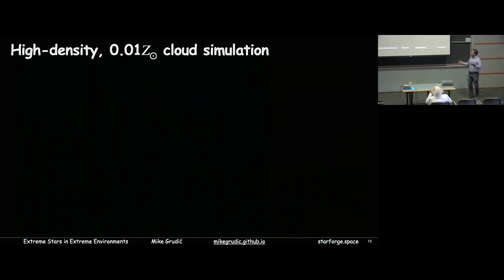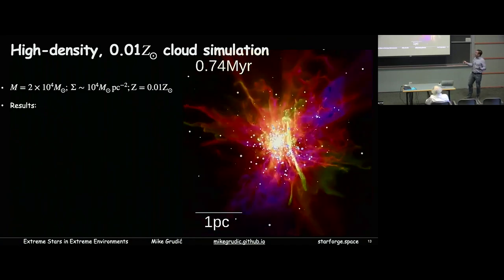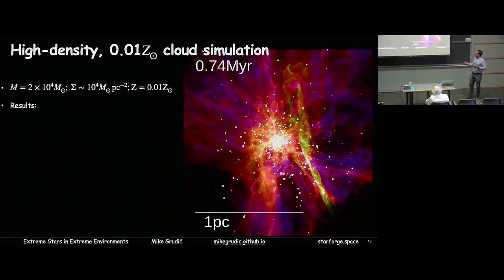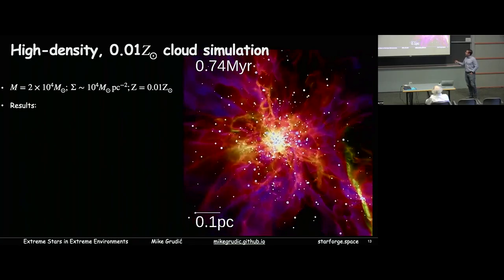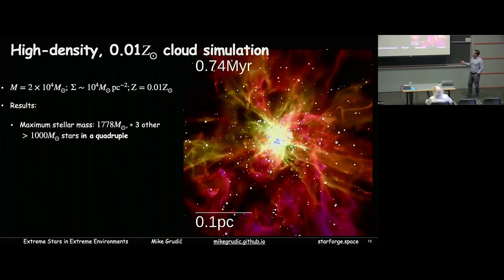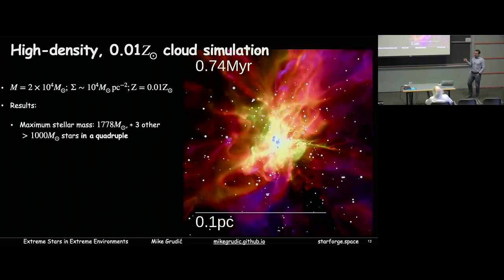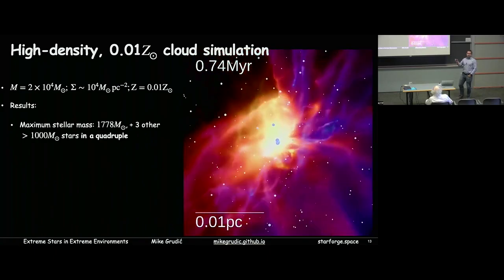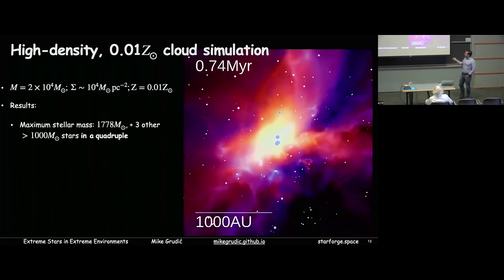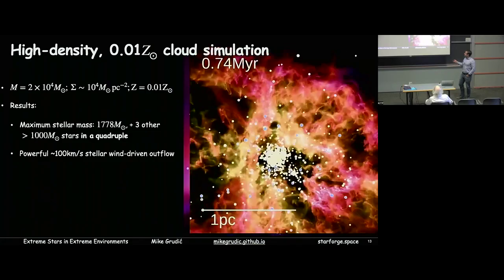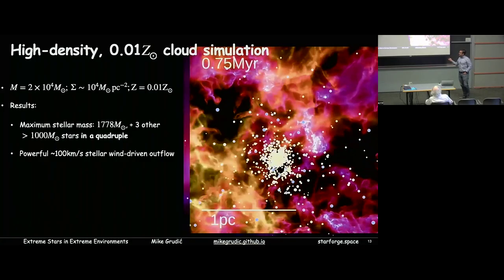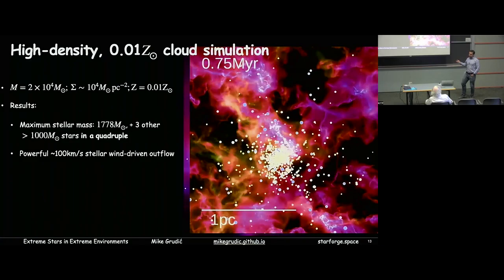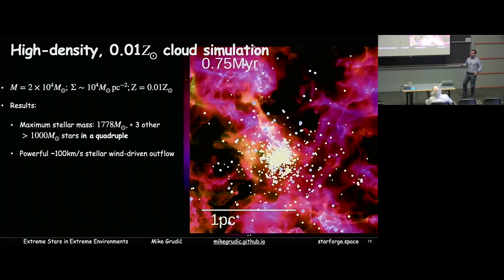So let's go to the high densities and low metallicities we've been talking about at this meeting. We fired off a run with these parameters, 100 times higher surface density, 100 times lower metallicity, and this time we actually got a maximum stellar mass of about 1,800 solar masses and 3 other stars of about 1,000 solar masses. And these stars eventually disrupt the entire cloud with a powerful 100 kilometer per second stellar wind-driven outflow. That's the velocity of the cloud being dispersed, not the wind itself, mind you.